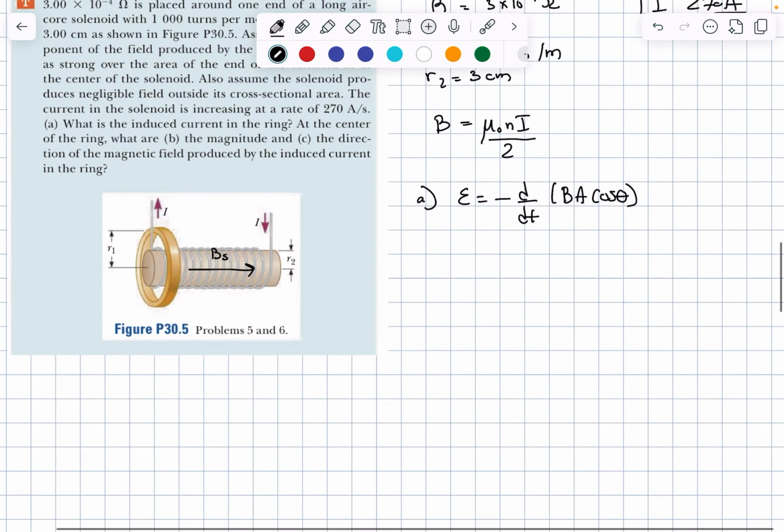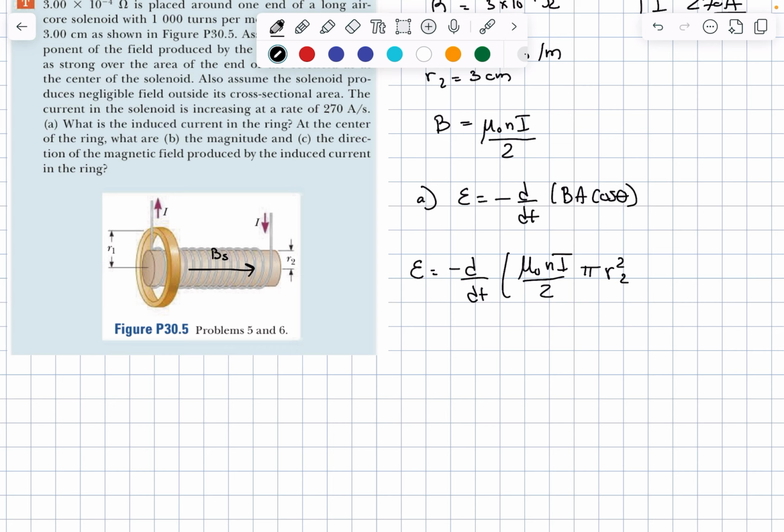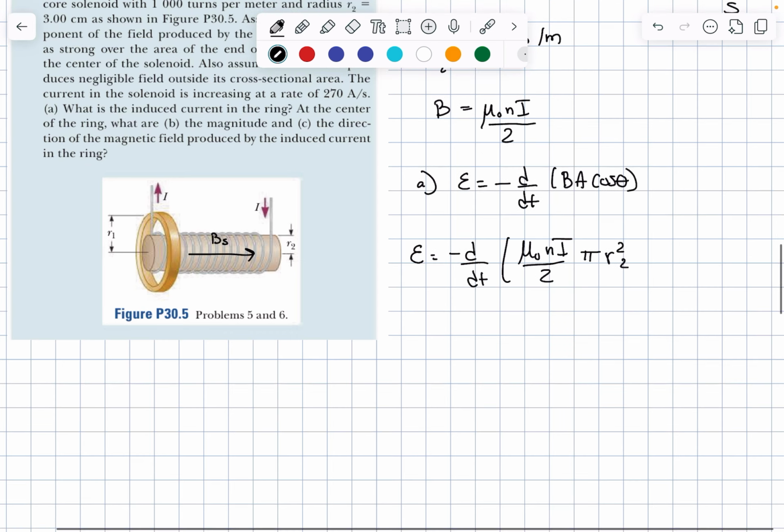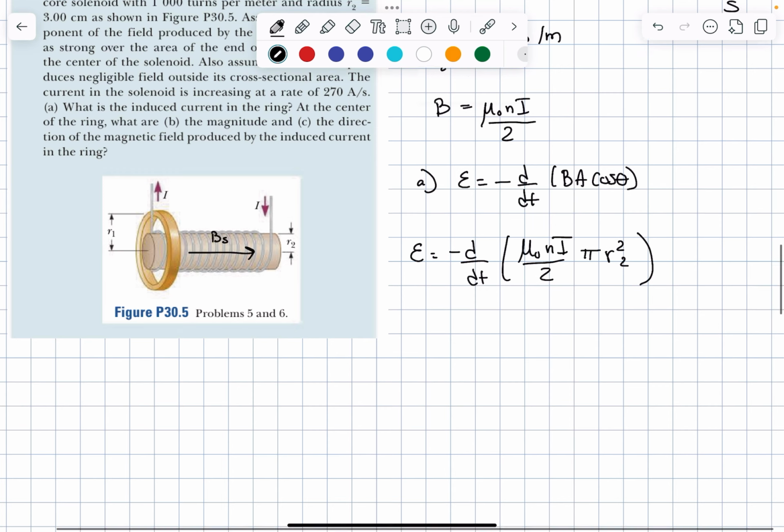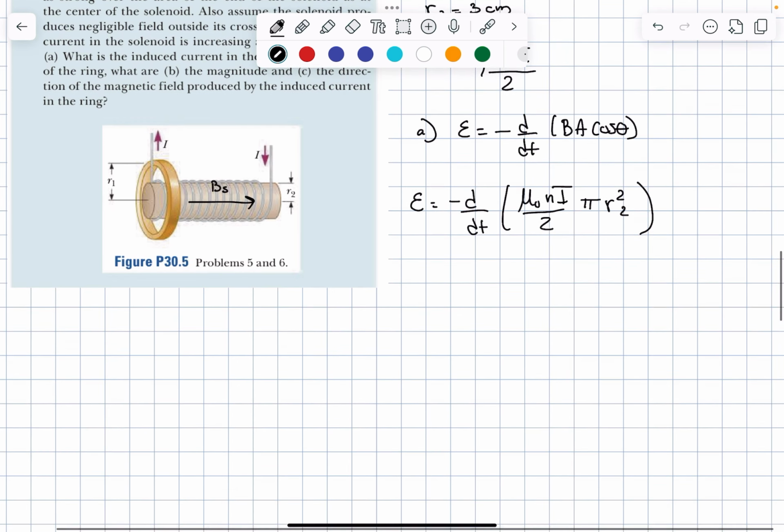So let's put all that together. We have E equal to negative d over dt of mu naught times N times I over 2 times the area, where the area here is pi times R2 squared, right? Not R1 squared, R2 squared. Cosine of theta is equal to 1. Okay, so we have this, and then we say that E is equal to negative 1/2, and then let's just pull out all the constants.